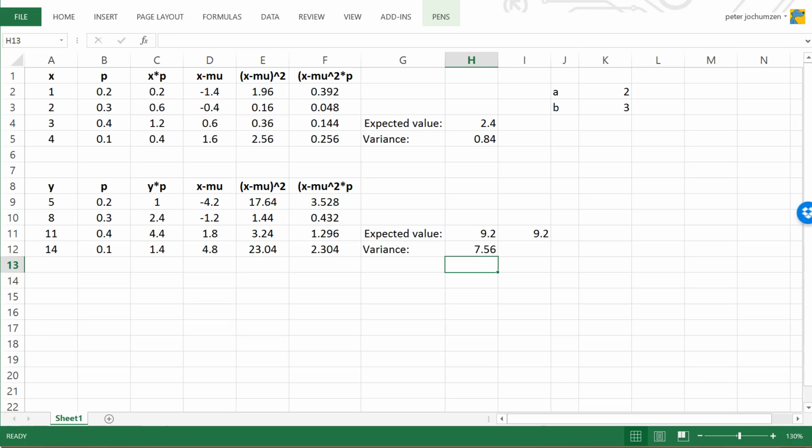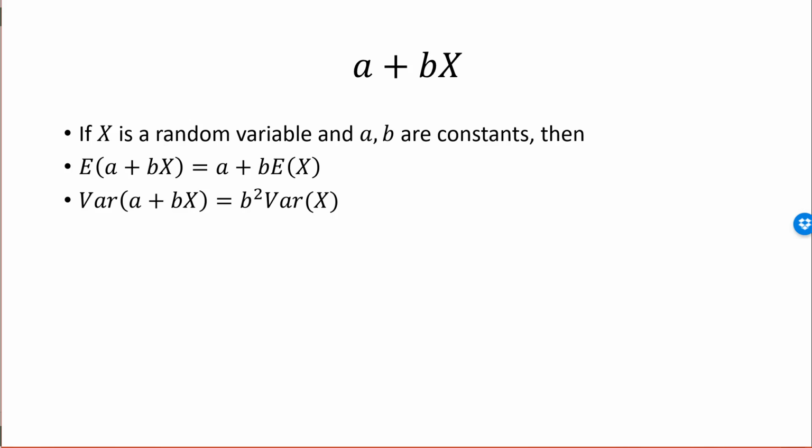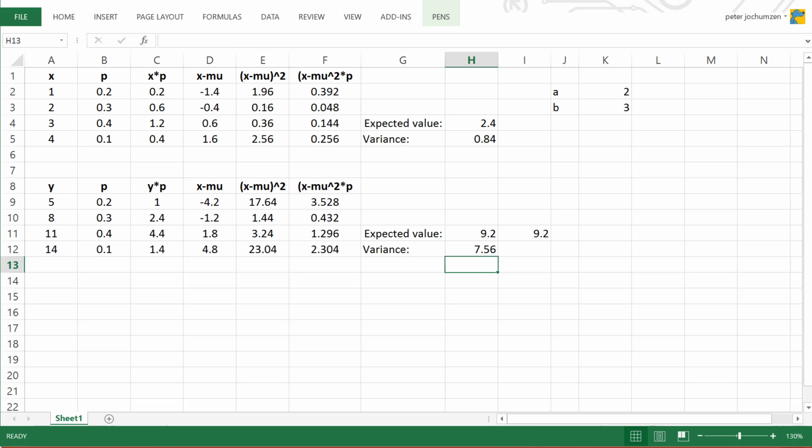That makes sense because the y numbers are much more spread out than the x numbers. According to the second formula, the variance of y should be b squared times the variance of x. So we can check that, equal to this squared, not 3 but 3 squared, multiplied by the variance of x. And we see that we do get the same result.